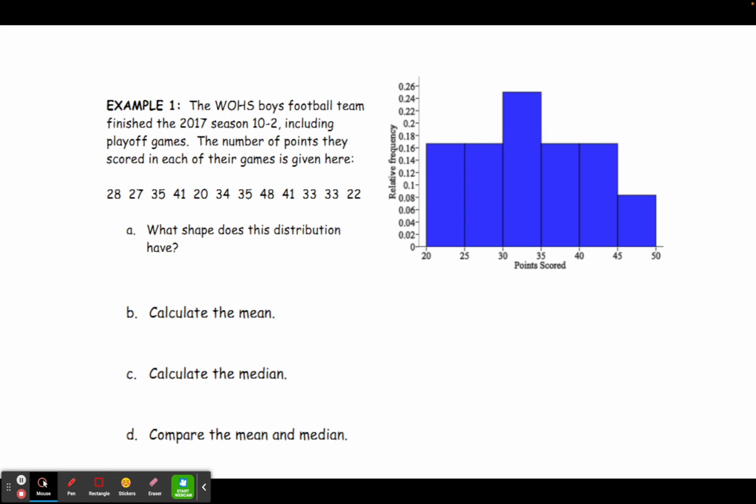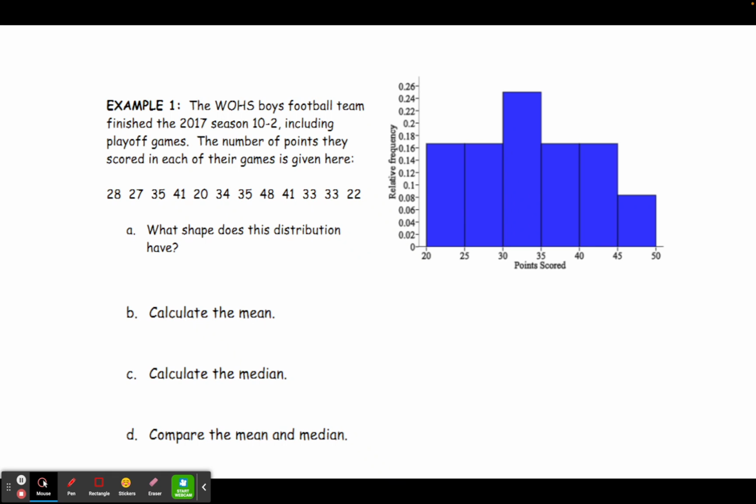Here we have an example that's showing us the number of points the West Ottawa High School boys football team scored in each of their games during the 2017 season. And during that season, they finished 10-2, including 2 playoff games. So we have the number of points scored there. And I also gave you a histogram showing the relative frequencies. So we can see, for example, that in about 17 or 16% of their games, they scored between 20 and 25 points. The tallest one was there between 30 and 35, and so on.